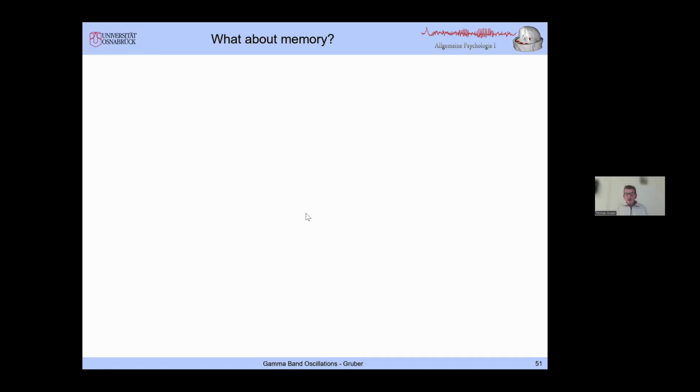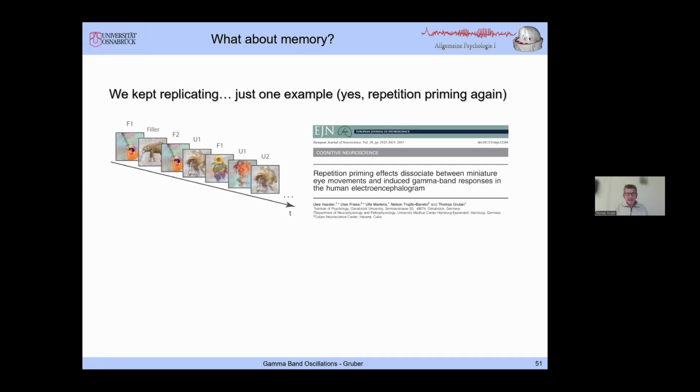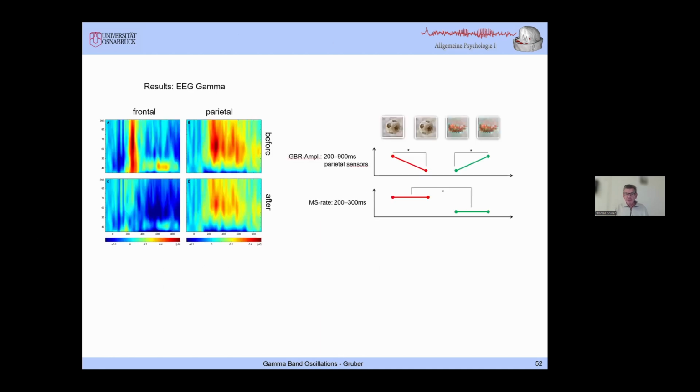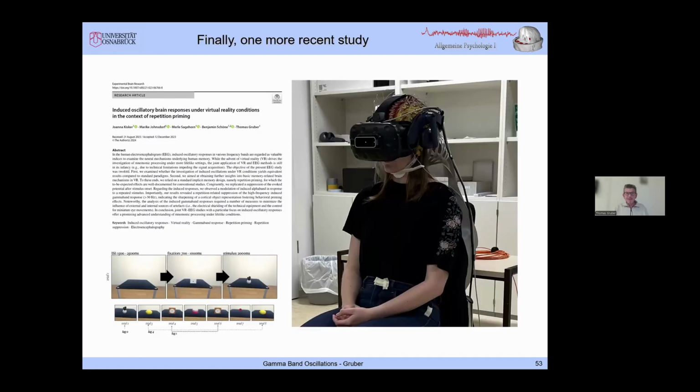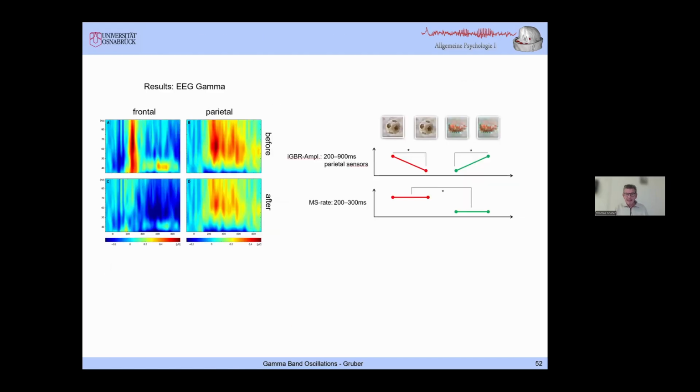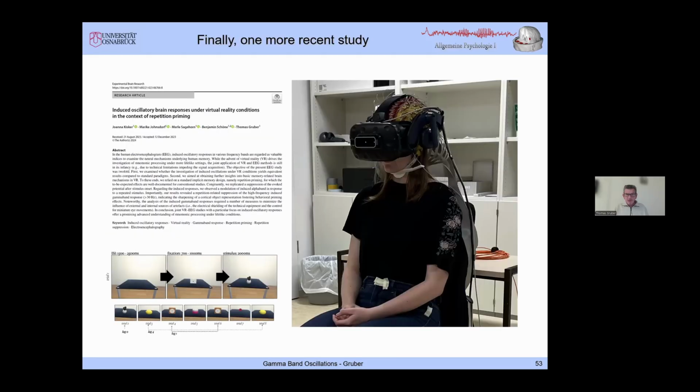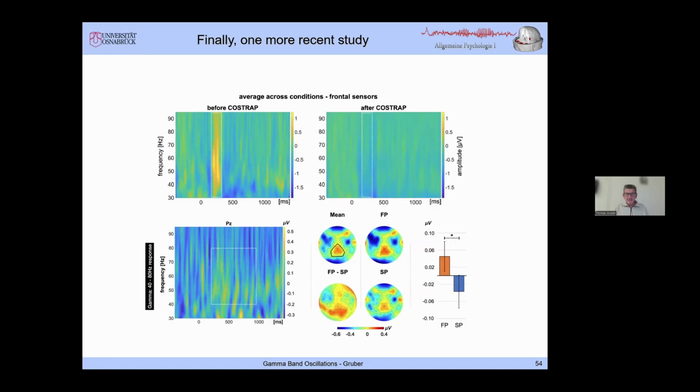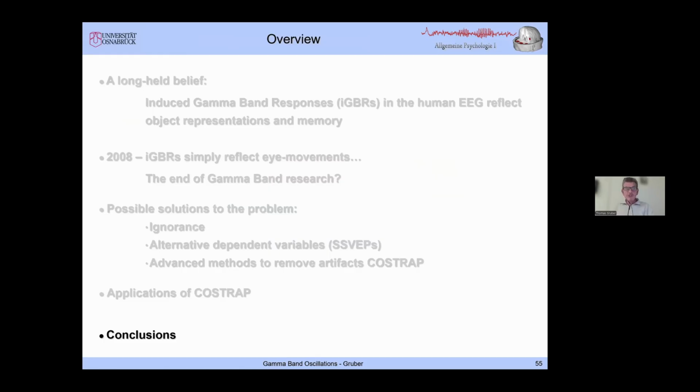So now we have also replicated some of our memory studies, repetition priming. I just skipped these slides, and let me tell you it works. We still have sharpening and formation even after correcting for miniature saccades. With a look at my watch, I skipped these slides, and also a very recent study where we have applied this algorithm in a virtual reality setup. It even works in virtual reality. I come directly to my conclusions.